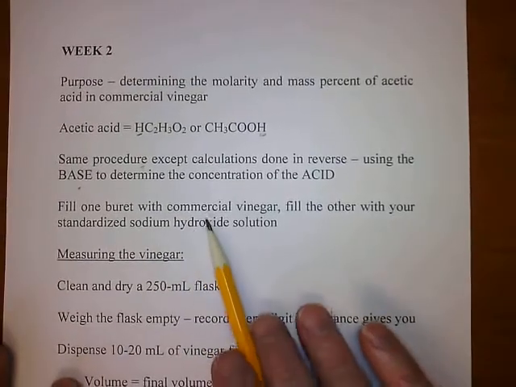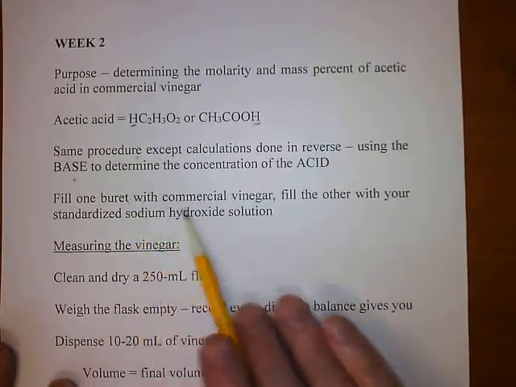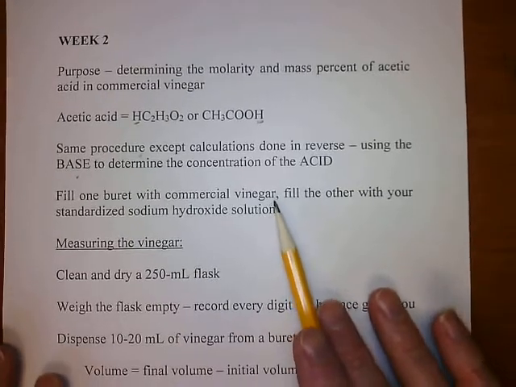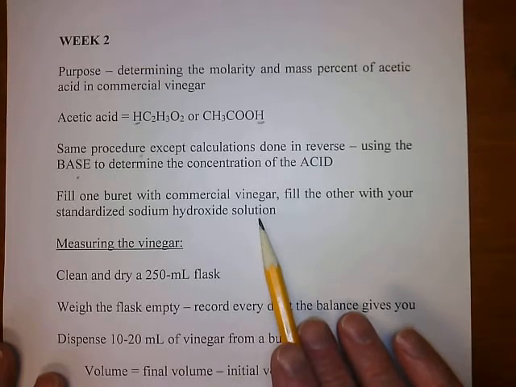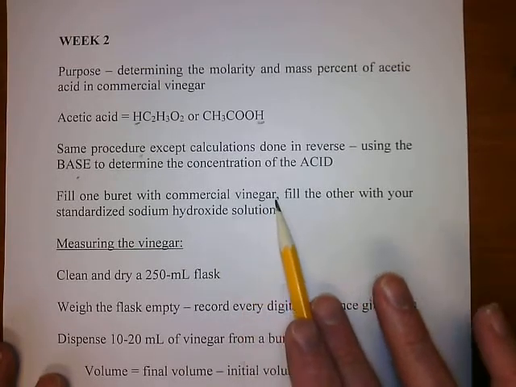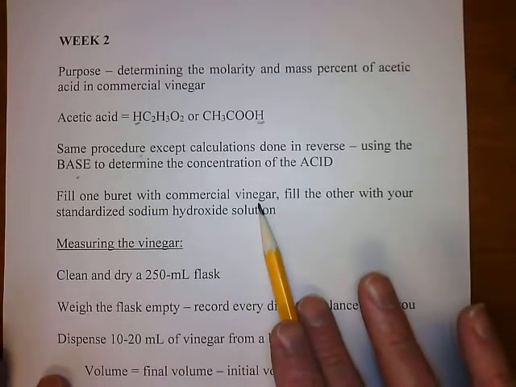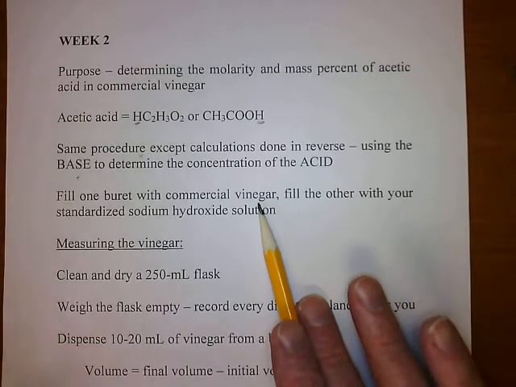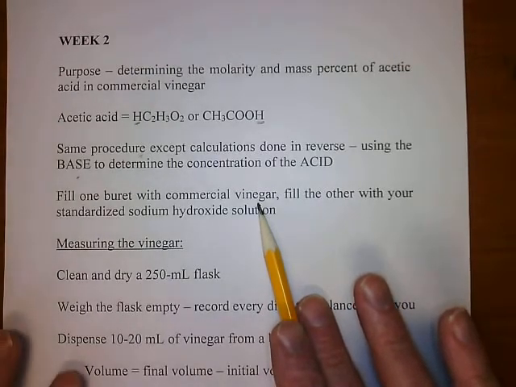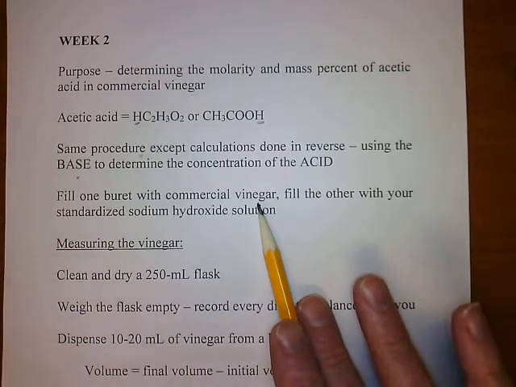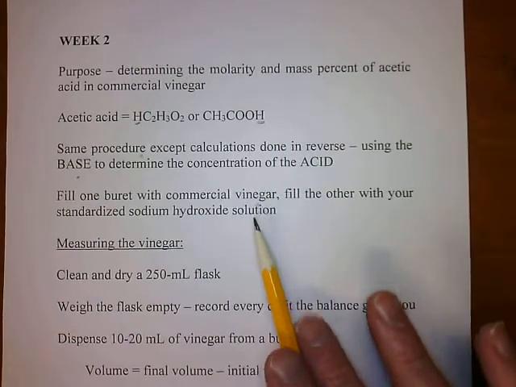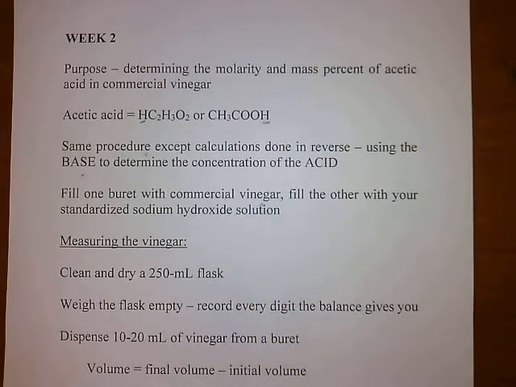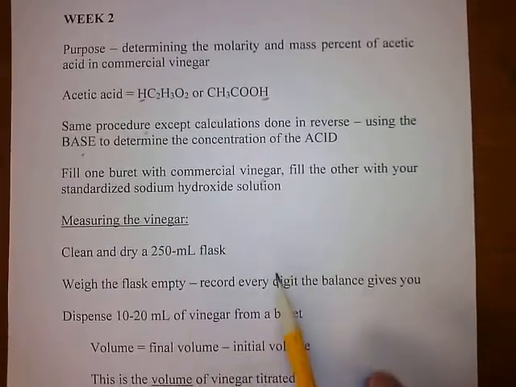So we're going to have two burettes. You're going to fill one burette with commercial vinegar, and the other with standardized sodium hydroxide solution. Now we're not actually titrating with this first burette, the one that has vinegar in it. You're simply going to use the burette to accurately dispense a set volume of the vinegar. A burette can do that more accurately than, say, a graduated cylinder.